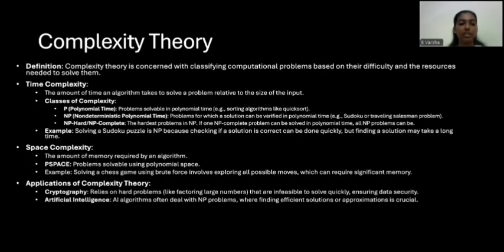Coming to complexity theory. Complexity theory is concerned with classifying computational problems based on the difficulty and the resources needed to solve them. Time complexity is the amount of time an algorithm takes to solve a problem relative to the size of the input. The classes of complexity: P, that is polynomial time, problems solvable in polynomial time. Example, sorting algorithms like quicksort.